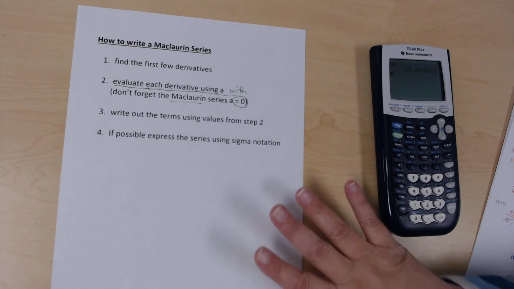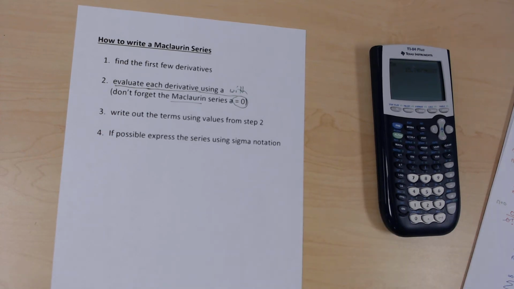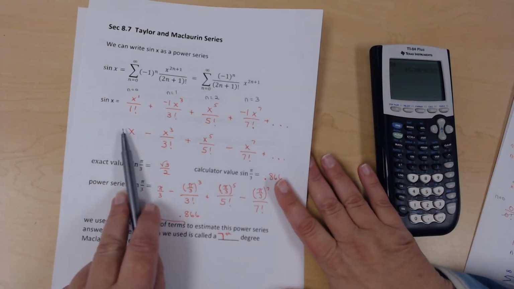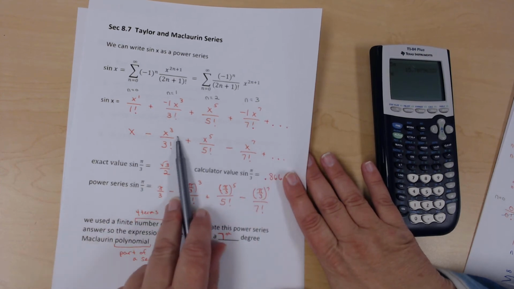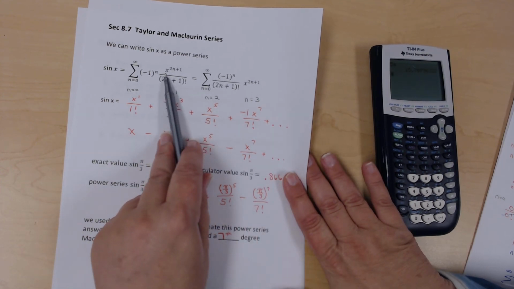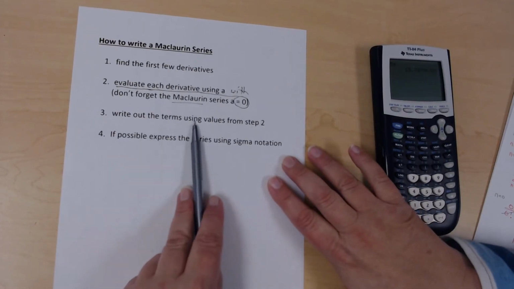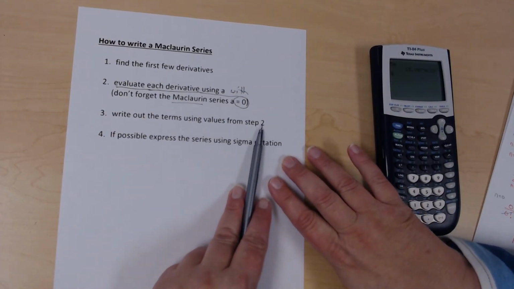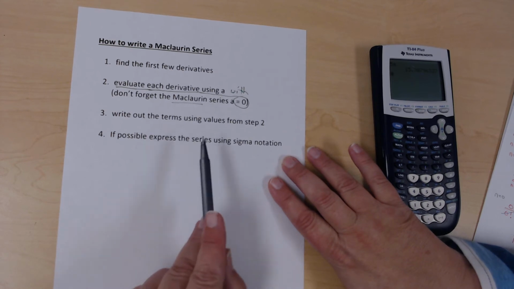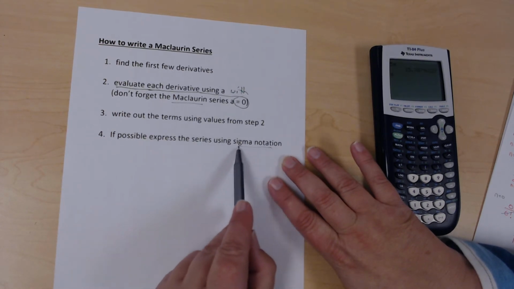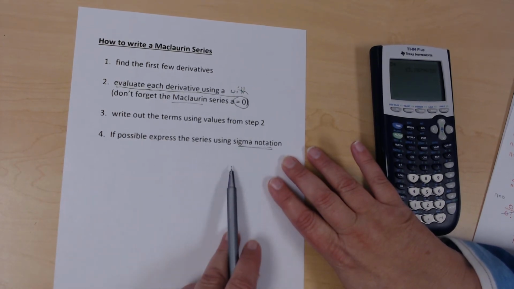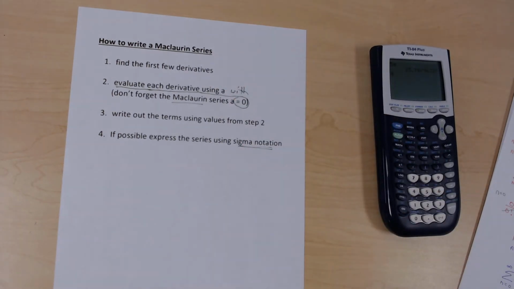When we write out the terms, remember I said we kind of go backwards. We're going to write out these terms, and then from this, we're going to have to correlate to this. So: write out the terms using values from step 2, and then if possible, express the series using sigma notation. Those are our steps.